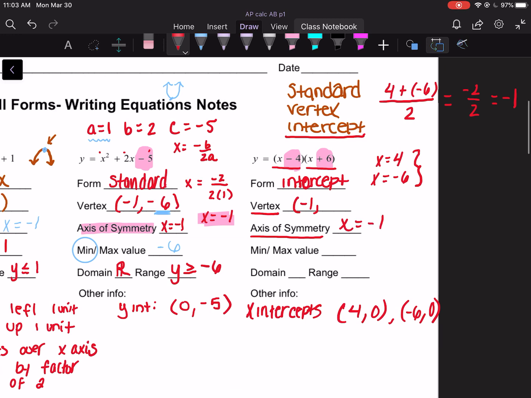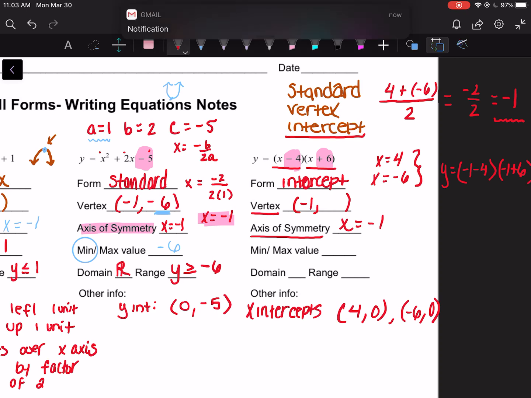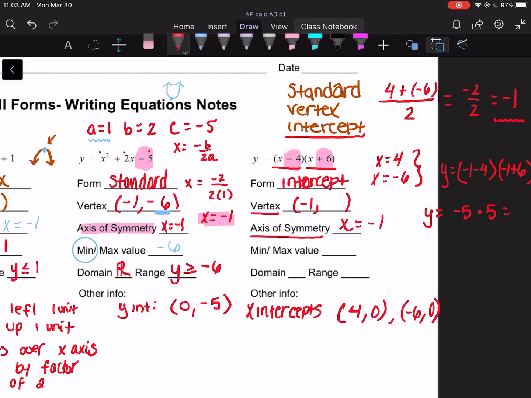To find the y value of the vertex, just as you would in standard form, you're plugging this value back in for x. So in this case, y equals -1 minus 4 times -1 plus 6. And you end up with -5 times 5, which gives you -25.